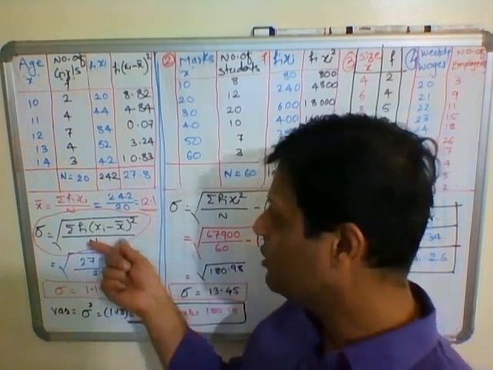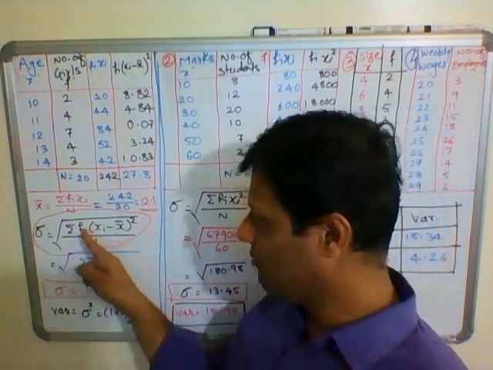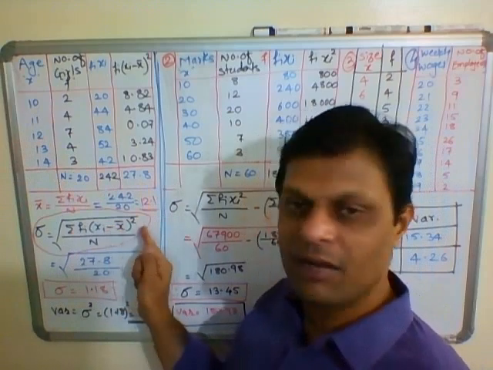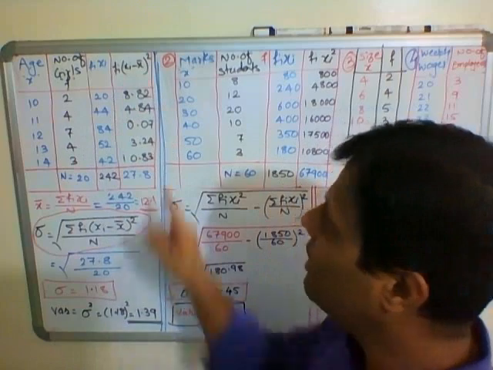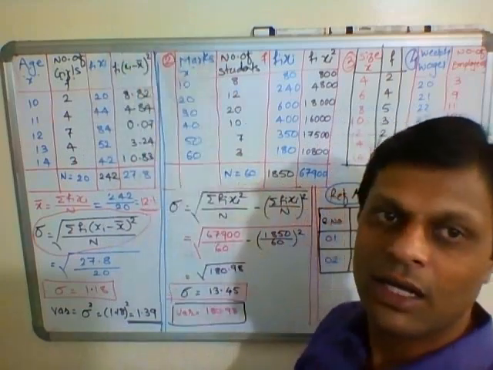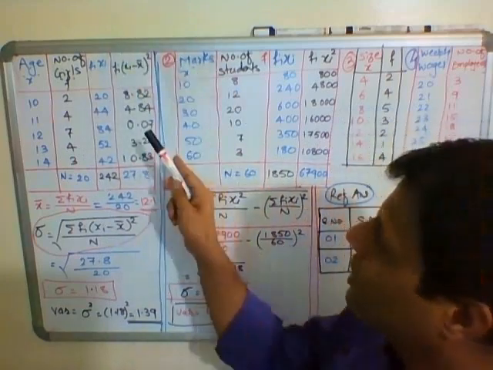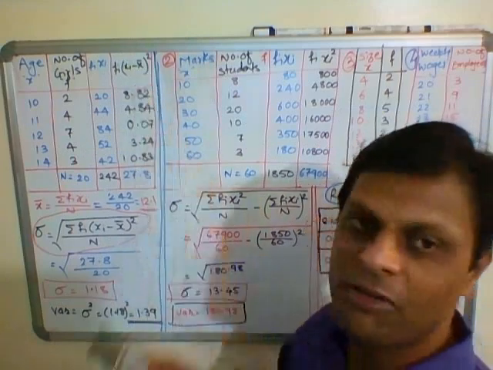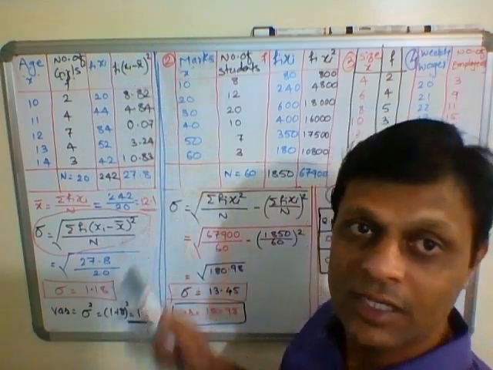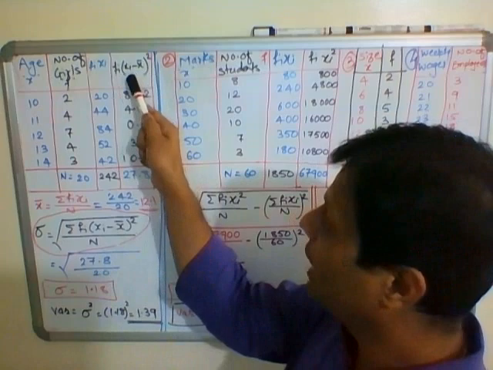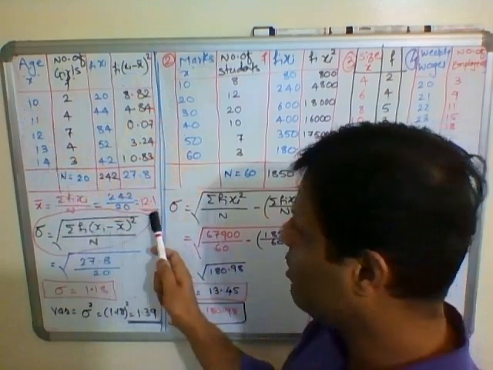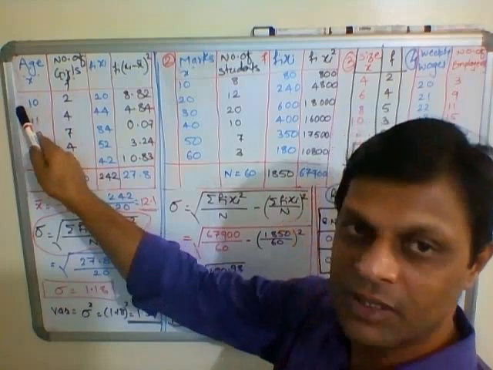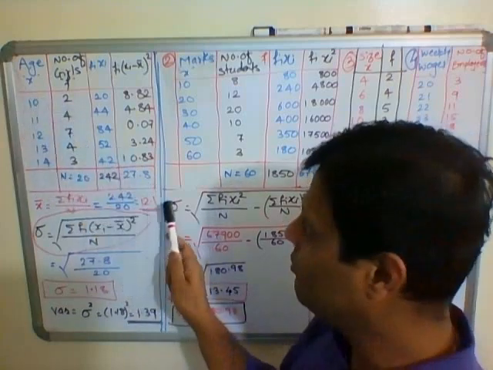Now my job is to find this summation of fi into (xi minus x bar) whole square. For that I am preparing one more column, fi into (xi minus x bar) whole square. So let us understand how to calculate. First we will go for the bracket using the BODMAS method. First calculate the bracket xi minus x bar. These are x values and x bar here is 12.1. So 10 is the first variable value minus the average 12.1.